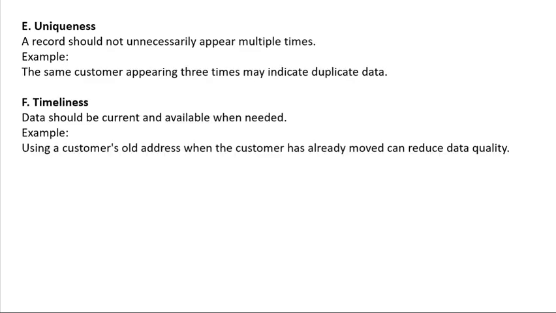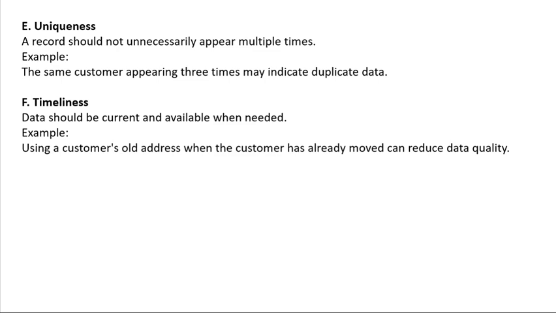Fifth is uniqueness. A record should not unnecessarily appear multiple times. In the example, the same customer appearing three times may indicate duplicate data.